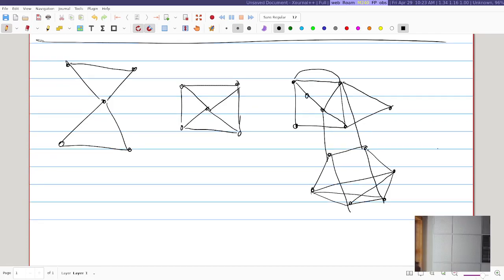What do y'all think? Does this first graph have an Eulerian circuit? For an Eulerian circuit, I have to visit every edge and then be able to come back to the place where I started. Yeah? So yeah, this one does, right?